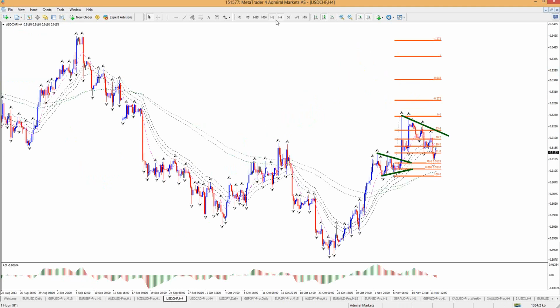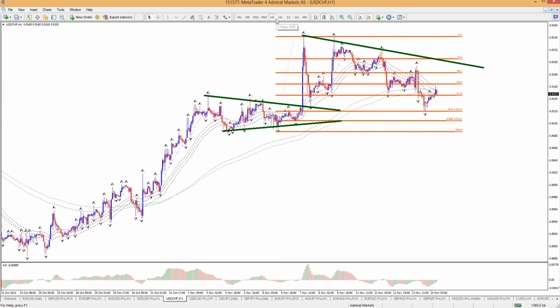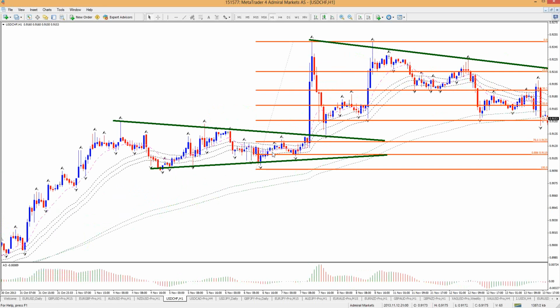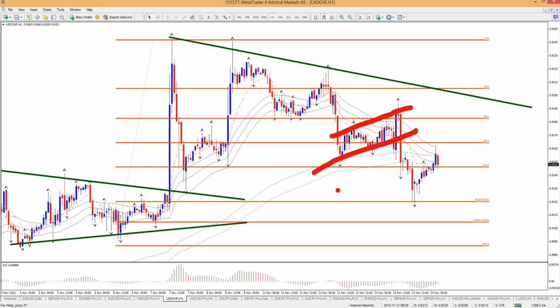Dollar Swissy didn't get the follow-through to the upside, just like the euro dollar. In fact, it made a correction one more time to the downside, and had a bit of funky moves in this bear flag, right in here. It looked a bit funky because we had a down, up, down. That was quite spiky, relatively, for the dollar Swissy. But it did look like a bear flag after an impulse down.